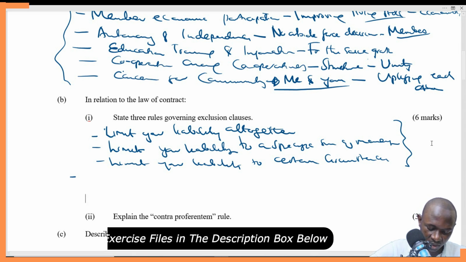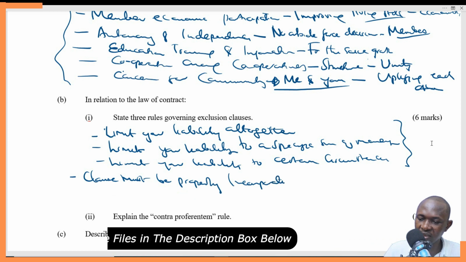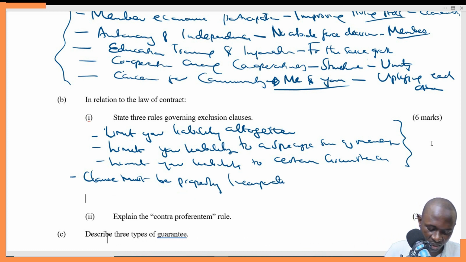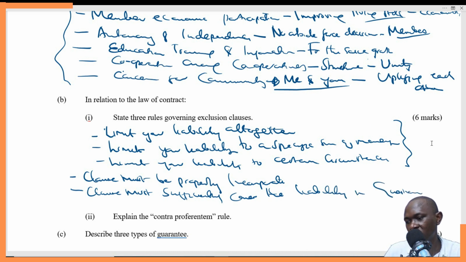Number one is that the clause must be properly incorporated. That means that it must have the signature, it must be written in fully. And then the other thing is that it must sufficiently cover the liability in question. And then it must be reasonable.